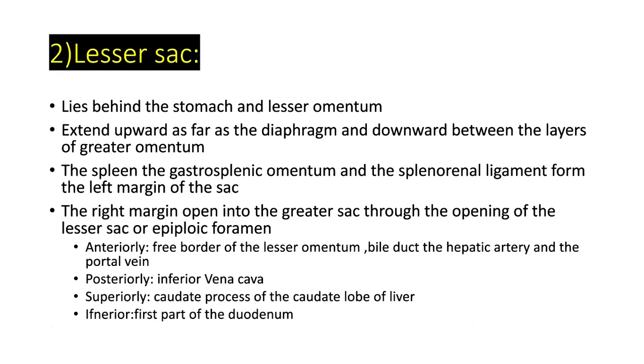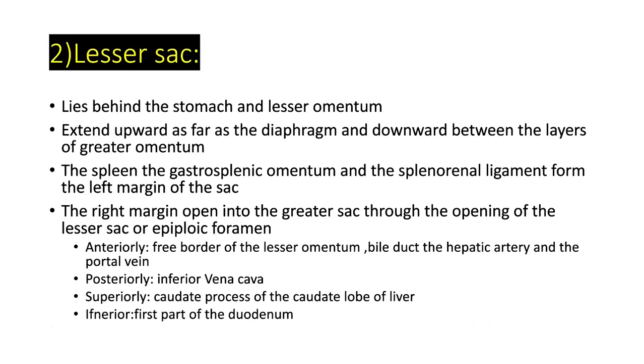Now we will discuss the lesser sac. It lies behind the stomach, and the lesser omentum extends upward as far as the diaphragm and downward between the layers of the greater omentum. The spleen, the gastrosplenic omentum, and the splenorenal ligament form the left margin of the sac. The right margin opens into the greater sac through the opening of the lesser sac, or epiploic foramen.